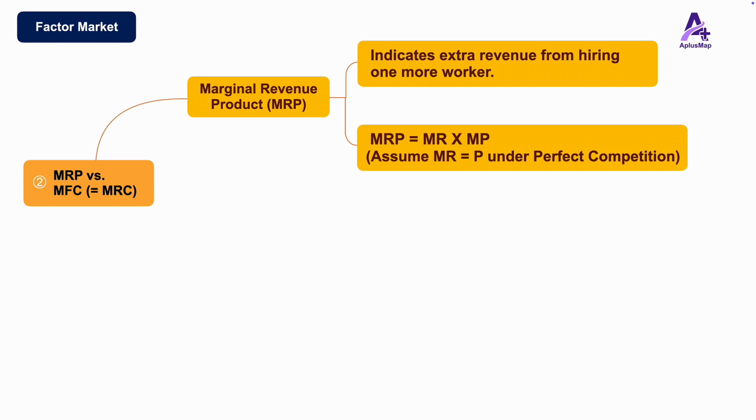So you can often think of MRP as P times MP. Definitely keep that formula handy. MRP is MR times MP, or price times MP in perfect competition. That's the benefit side of the extra revenue. What of the cost?